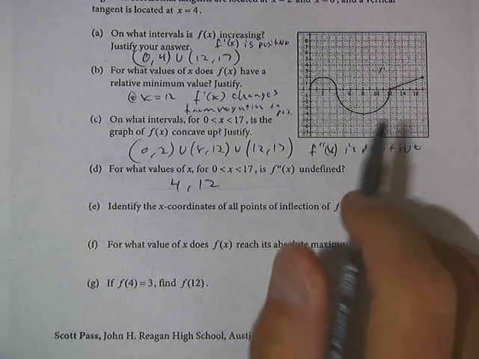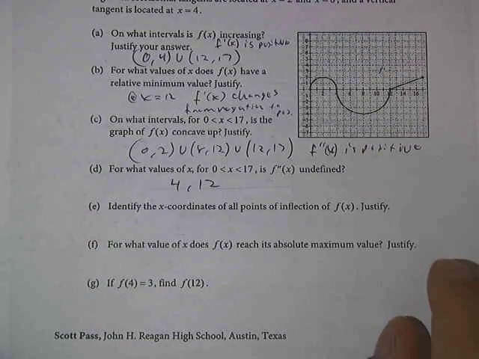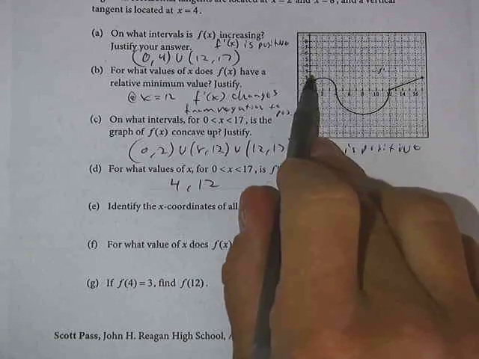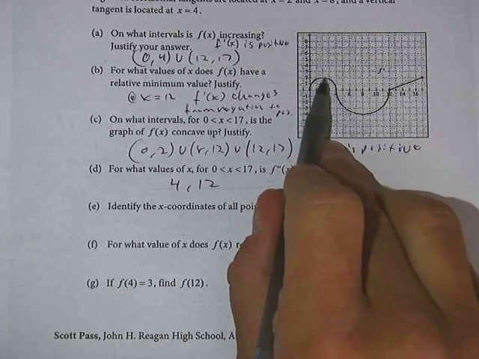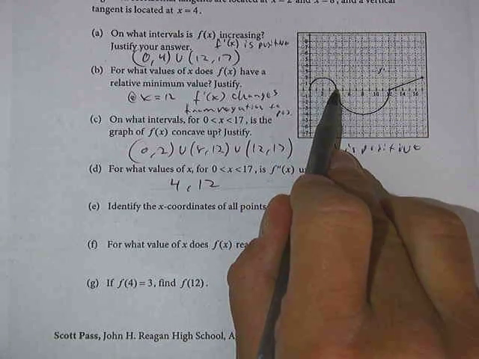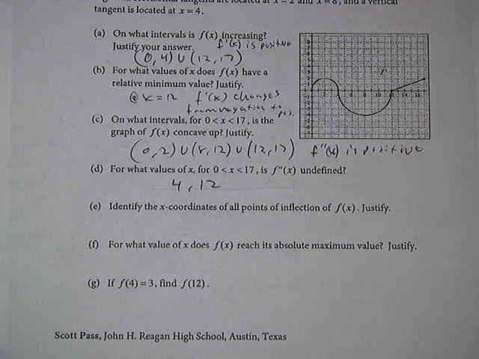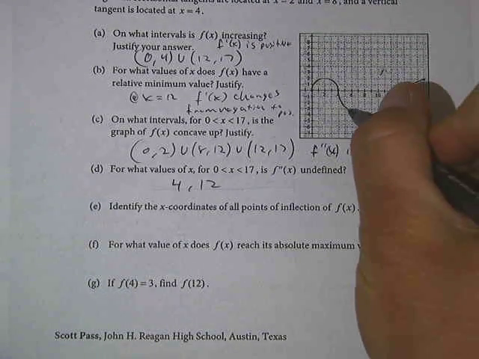Alright, how about when is the second derivative undefined? Second derivative would be undefined anywhere that the derivative of this doesn't exist. So that would be at 4 and at 12. Why doesn't the second derivative, the derivative of this picture, exist here? Because it's a vertical tangent. Doesn't exist here because it's a corner.